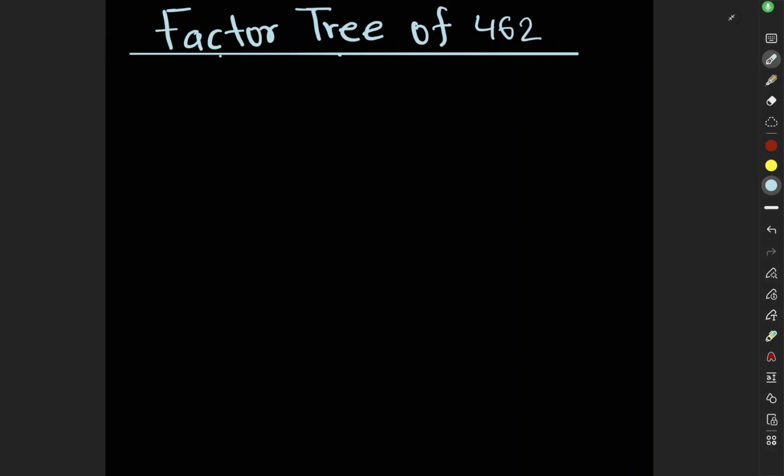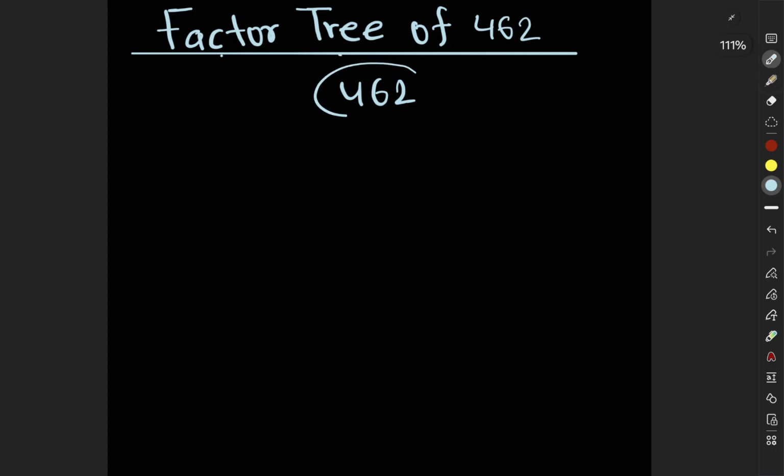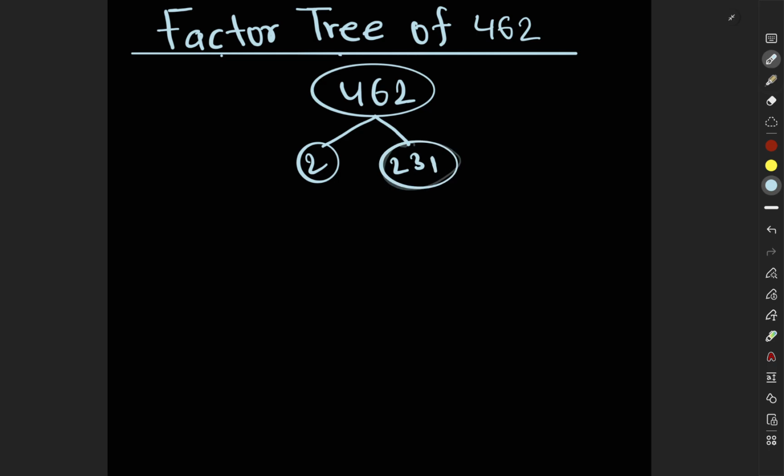Factor tree of 462. So 462 can be written as 2 and 231. So 2 times 231 is 462. 231 can be written as 3 and 77. 3 times 77 is 231.